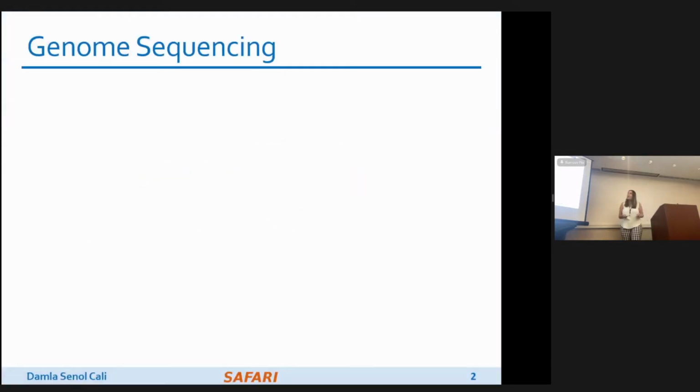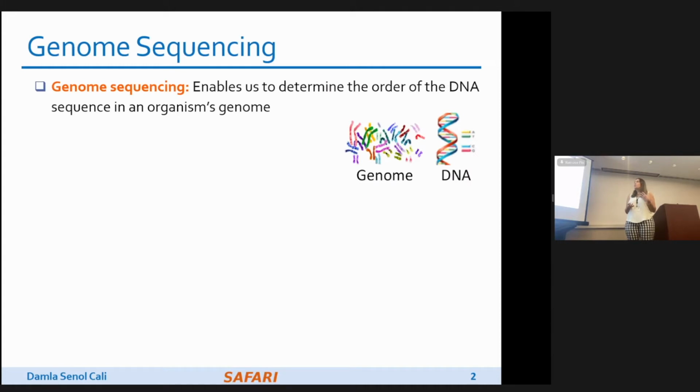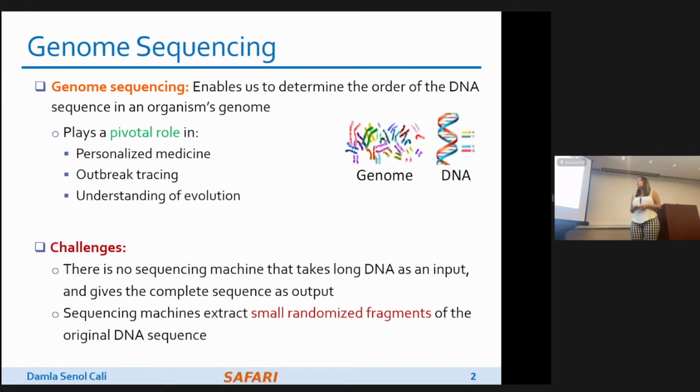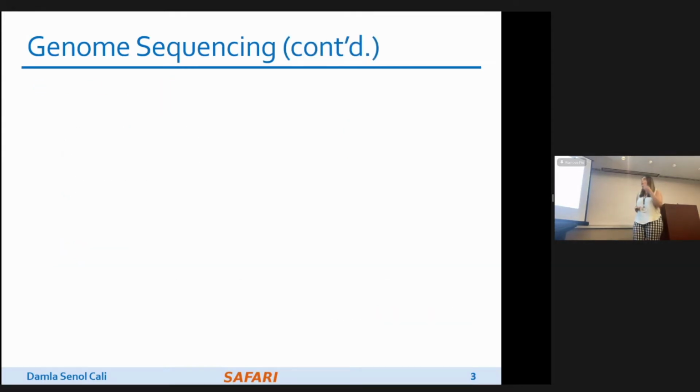Okay, so we went over some background today in multiple talks, but I will quickly go over some of it again. Genome sequencing enables us to determine the DNA sequence of an organism, and it plays a pivotal role in areas such as personalized medicine, outbreak tracing like COVID-19, or understanding of evolution. However, the current sequencing machines cannot take the full DNA sequence as the input and produce the whole thing as an output. Instead, it breaks it into smaller DNA fragments, and then they are randomized. So we lose the location information with respect to the original sequence. That's why it is challenging.